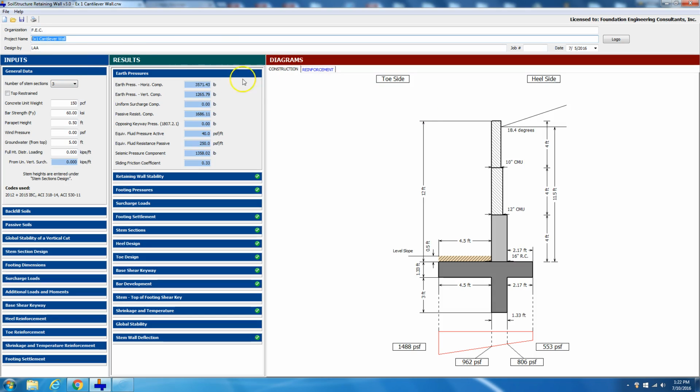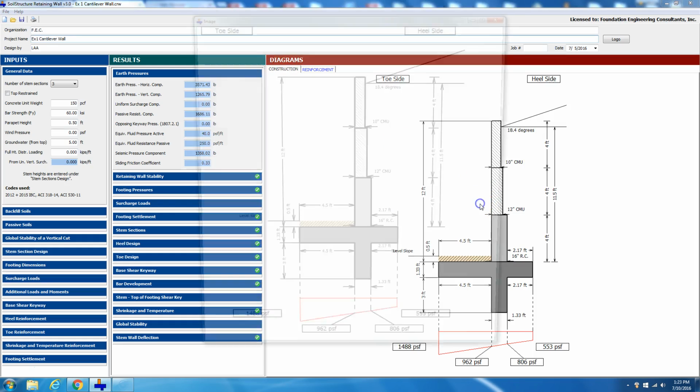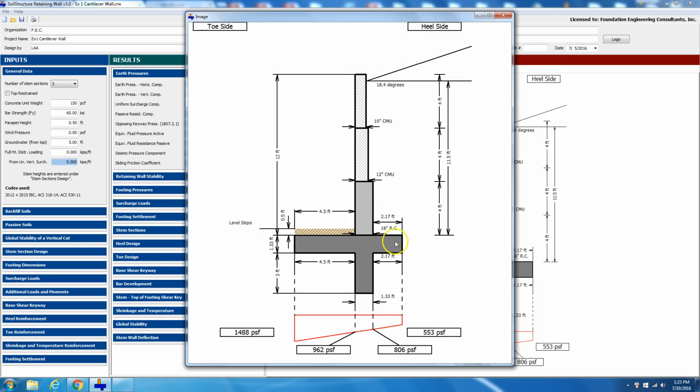So the way the software window is arranged is that in the left column, we have inputs. The middle column, we have results. And the third right column, we have diagrams. This is the construction. You can click on it to view, and it will show you what the dimensions are, what the height of the stem is, the width of the footing, the keyway depth, and it will give you the bearing pressures for the toe and for the heel.